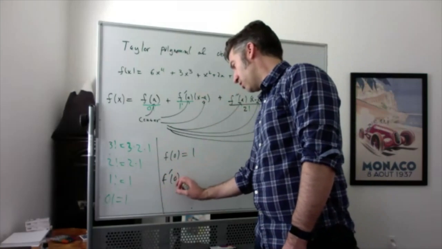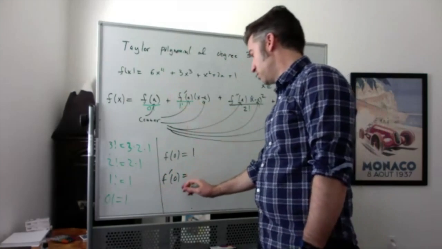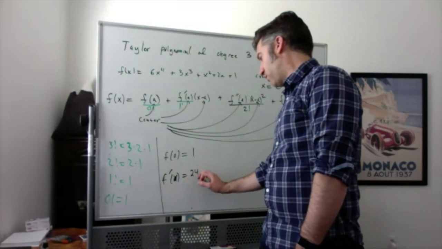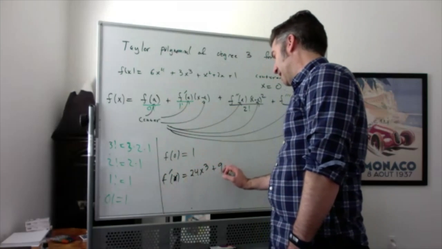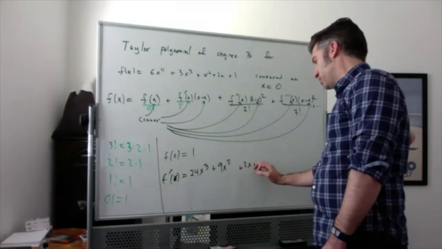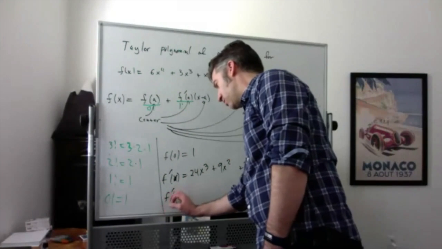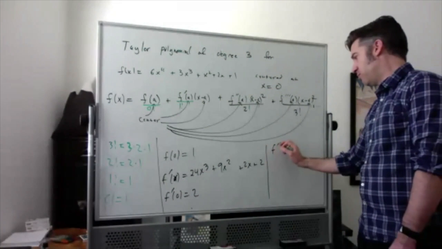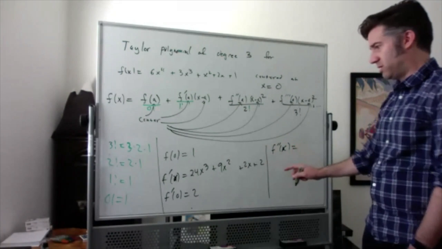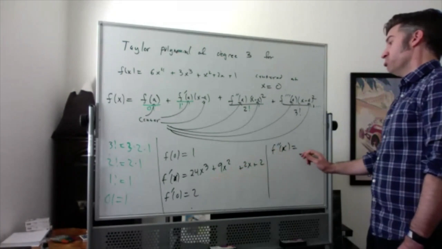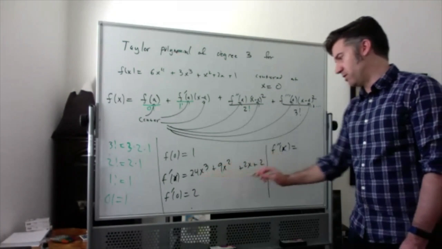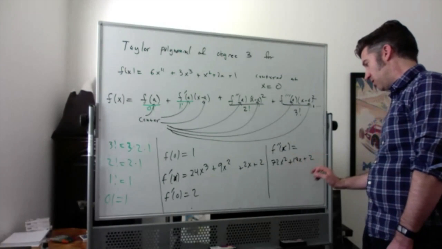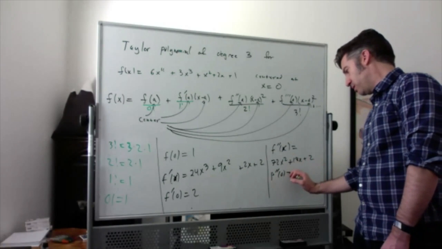F prime of 0, well, if I take the derivative, I should really write the derivative first. So f prime of x is going to be 24x cubed plus 9x squared plus 2x plus 2. And then f prime of 0 is just going to be 2. And then f double prime of x is going to be 72x squared plus 18x plus 2 again. So f double prime of 0 is going to be 2.